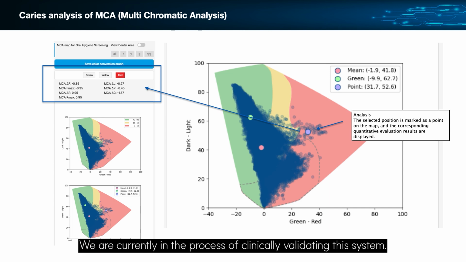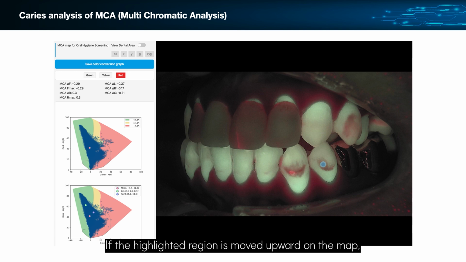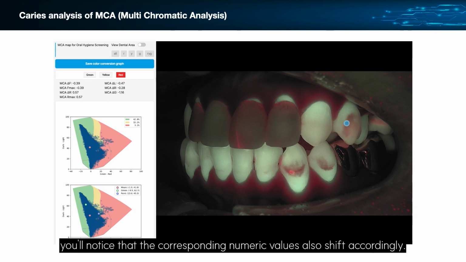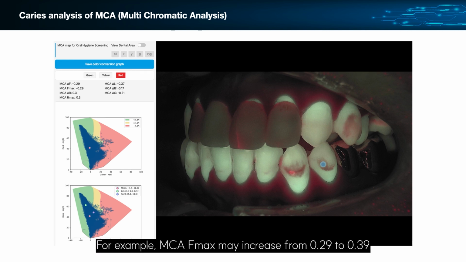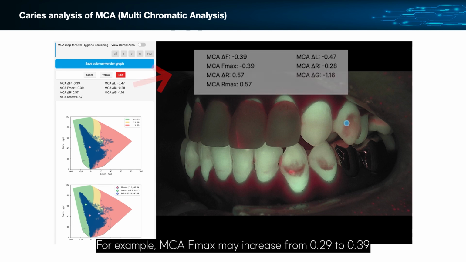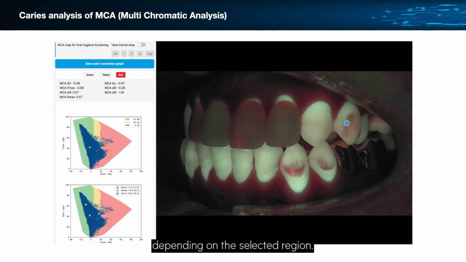We are currently in the process of clinically validating this system. Our goal is to acquire Class 2 medical device certification so this system can be used for official diagnostic purposes. If the highlighted region is moved upward on the map, you'll notice that the corresponding numeric values also shift accordingly. For example, MCAF max may increase from 0.29 to 0.39 depending on the selected region.